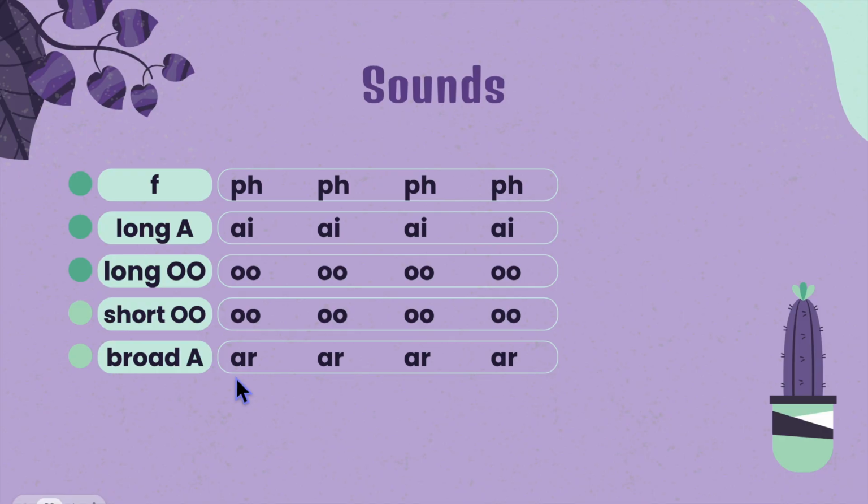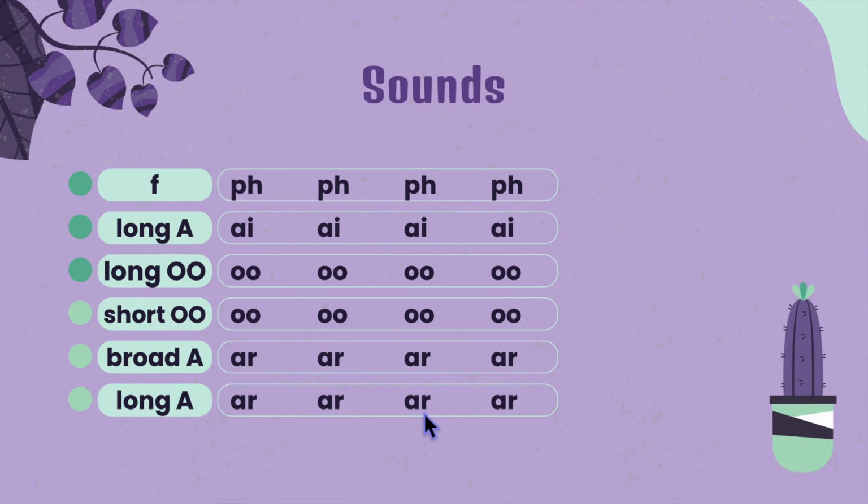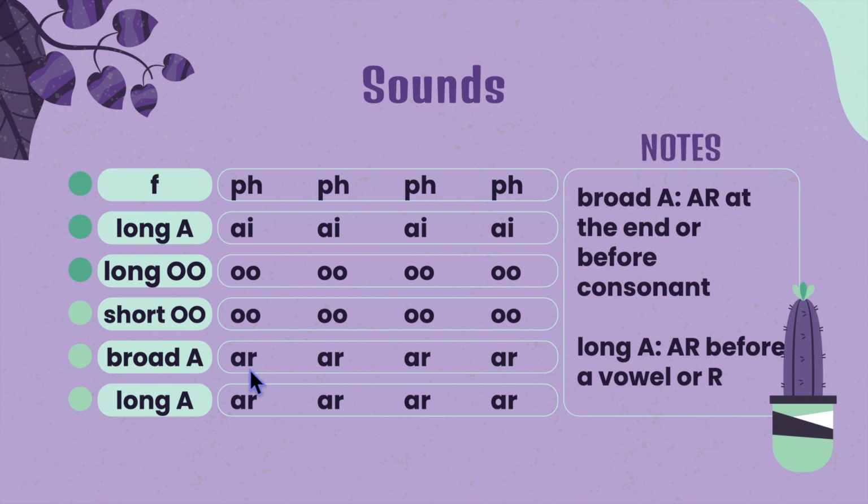This also has two sounds. The most common is AR, where the A has the broad A sound of ah. AR can also have a long A sound and sound like air. The broad A sound of AR is used at the end of the word or before another consonant. The long A sound is used before a vowel or before the letter R. In other words, if you have ARR.